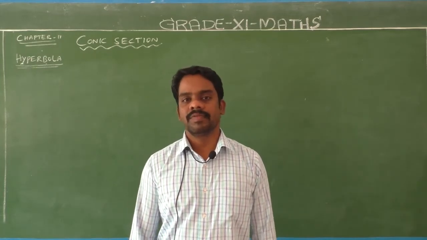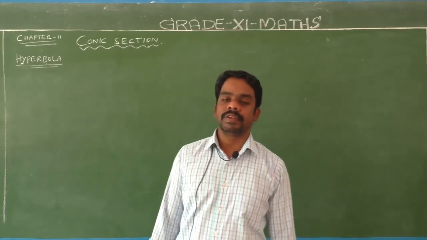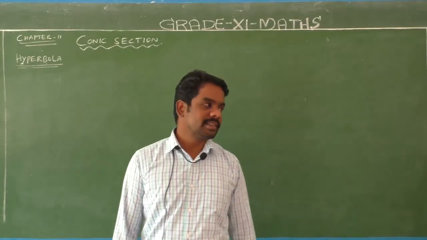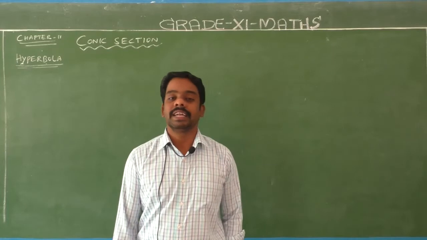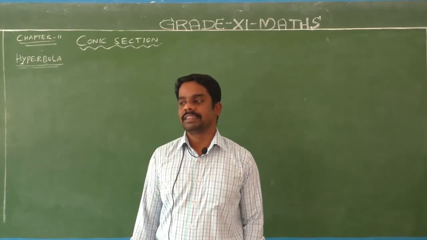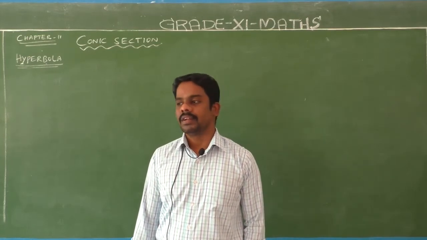The first type has its transverse axis along the x-axis: x squared by a squared minus y squared by b squared equal to 1. The second type has its transverse axis along the y-axis, and the equation of the hyperbola is y squared by a squared minus x squared by b squared equal to 1. We also covered its vertices, center, foci, equations of directrices, and the curves.